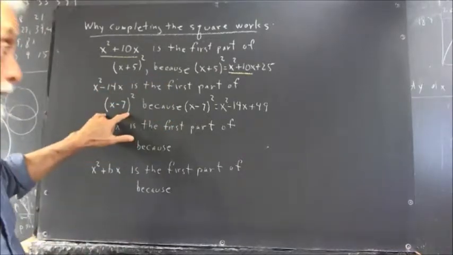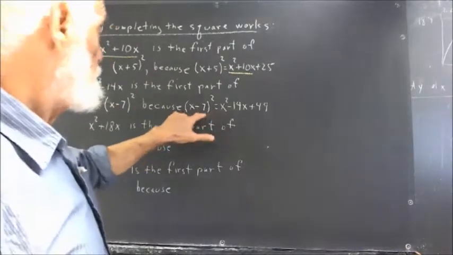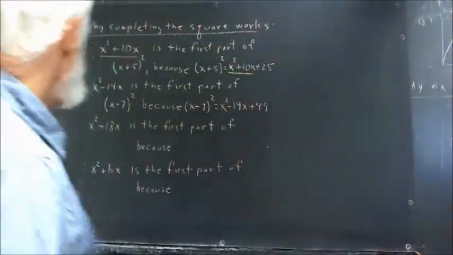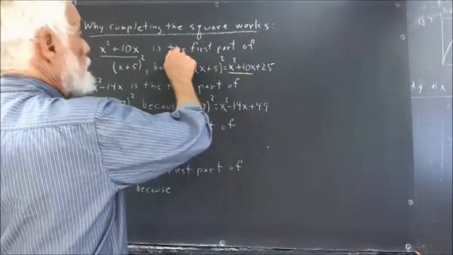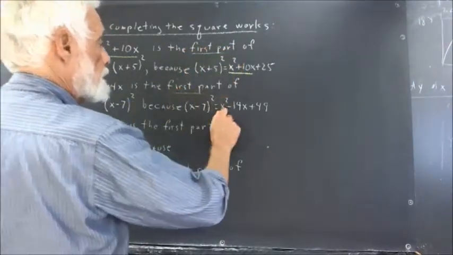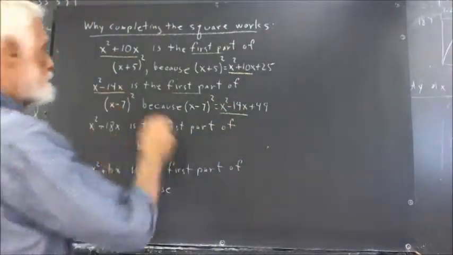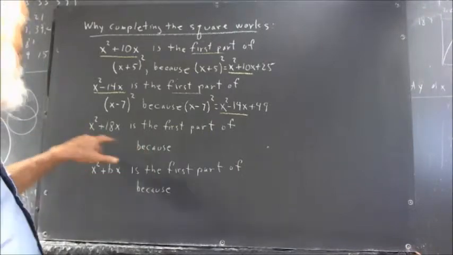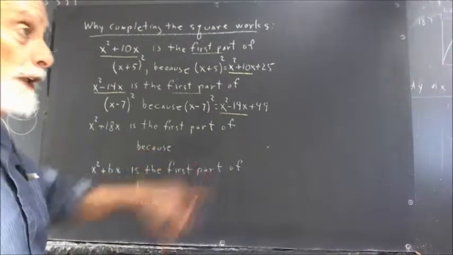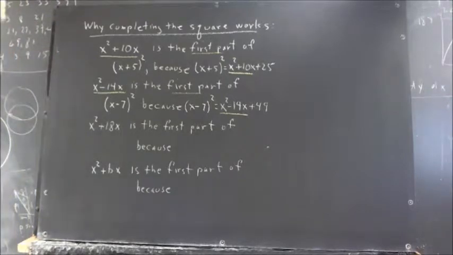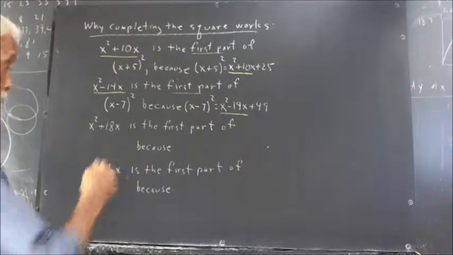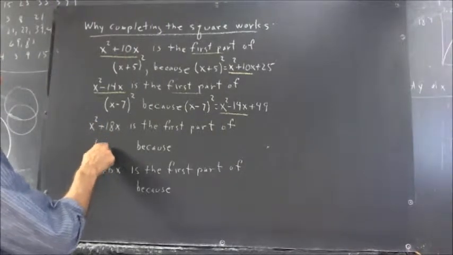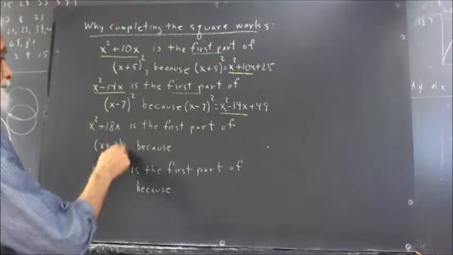Hopefully you paused and did this. And hopefully what you got when you squared x minus 7 is x squared minus 14x plus 49. And what I mean again by the first part is here, and it matches what you have here. Okay? Now, do this. x squared plus 18x. I didn't give you anything to look at. Stop, do this, and see what you get. Okay, well, hopefully you did that, and hopefully you said, well, that's the first part of x plus 9 squared.